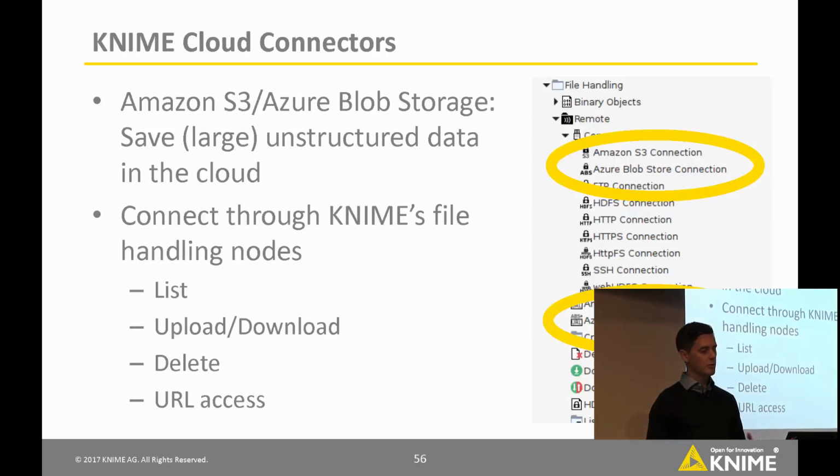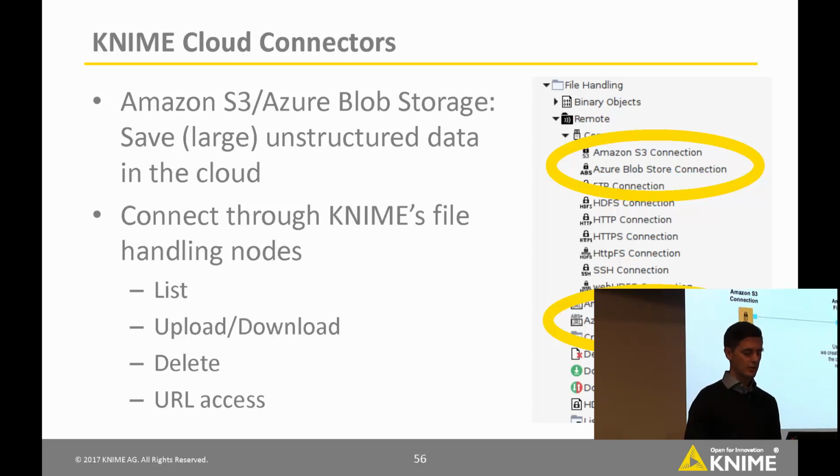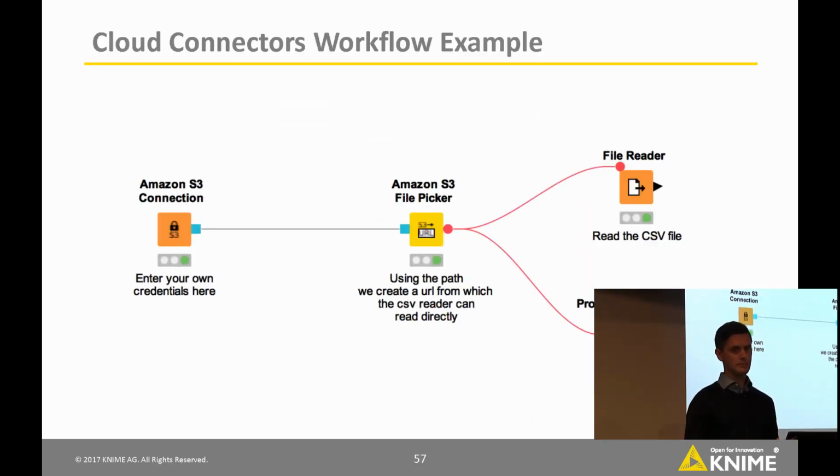First of all, we built these connectors for Amazon S3 and Azure Blob Storage. You can then connect to those services using KNIME's file handling nodes. So you can do things like list directories, list files, upload and download files, delete files, and give access to those files. Here's a simple example workflow.